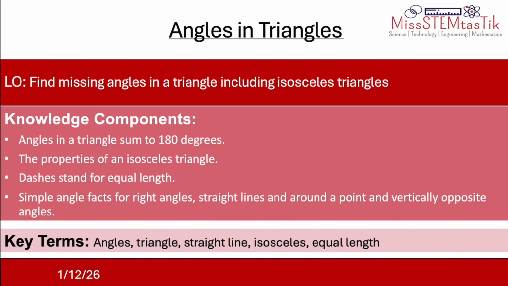In this video, we continue our Year 7 Maths journey following the UK Key Stage 3 curriculum. In today's lesson, we will focus on finding missing angles in a triangle, including isosceles triangles.